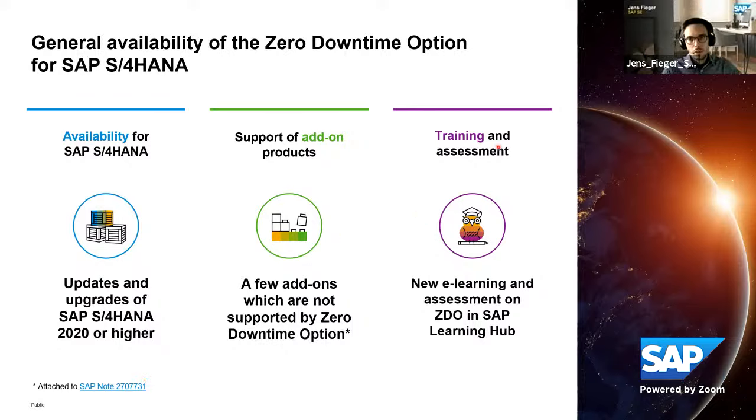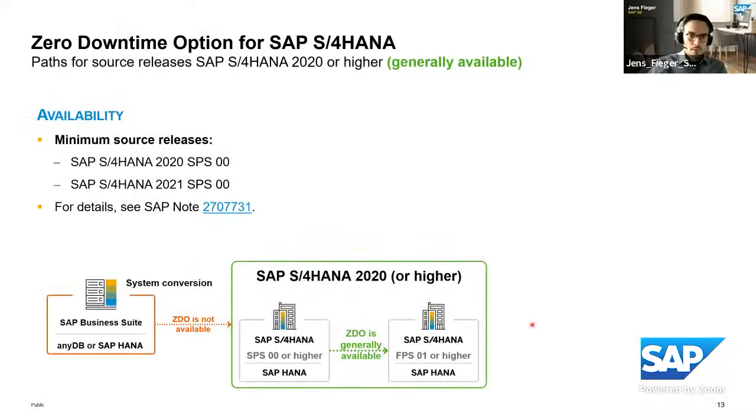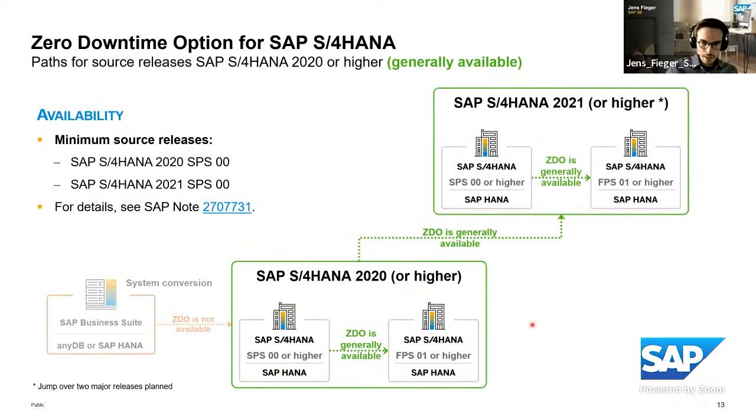Last, there is one training, along with an assessment, that was launched last year in the SAP Learning Hub. I will also have the course description in a later slide. That's important. Along with the GA status, we also launched that training because it's a mandatory training and a mandatory assessment. But before I come to that process, how you get it, let me also tell you for which software you can get it.